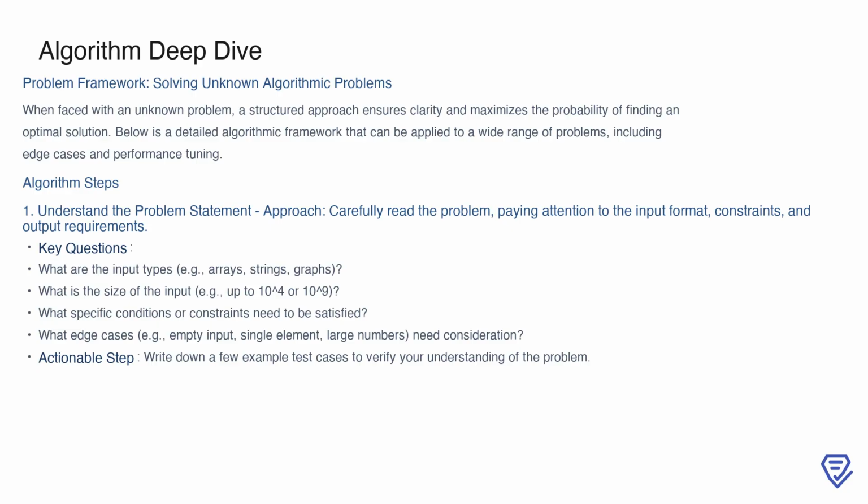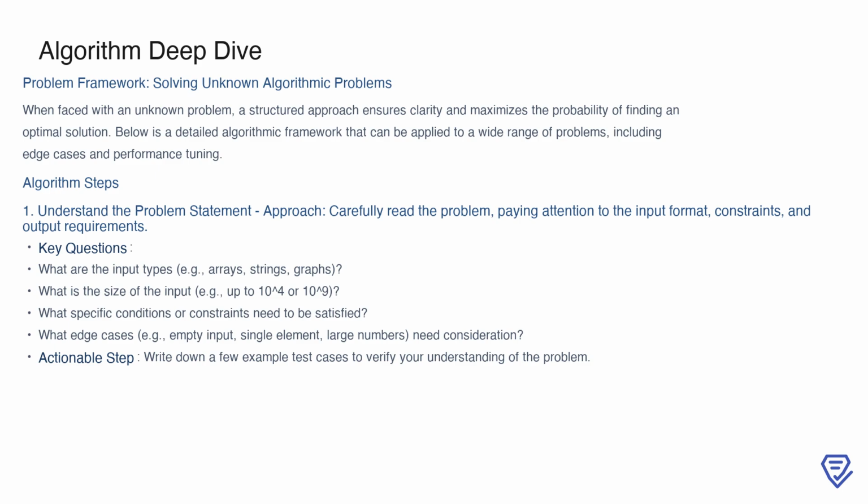The first step is to thoroughly understand the problem statement. This involves carefully reading the description and paying close attention to the input format, constraints, and output requirements. Ask yourself key questions. What types of inputs are being provided? Are they arrays, strings, graphs, or something else? What is the size of the input, and how does it affect performance?